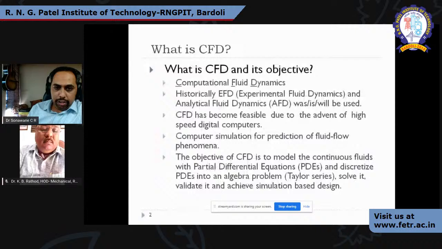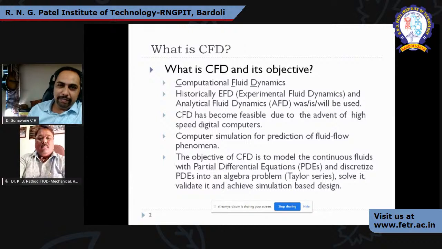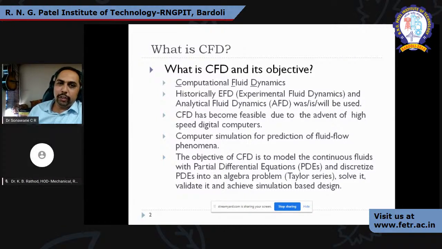To start with, the first question: what is this CFD particularly, and what is its objective? As the name suggests, computational fluid dynamics. We already studied fluid mechanics as well as engineering mechanics in our first and second year. So I would like to break down the term computational fluid dynamics. The first term is fluids. We know fluid mechanics, where we try to study all the significant properties and behavior of fluids.